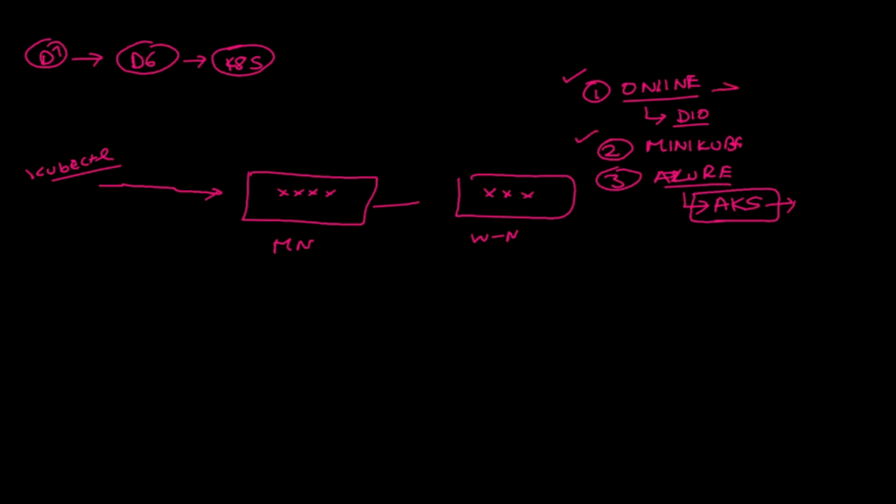So the first one which I'm going to show you is the online platform, using which you're good to run the initial days' configuration. Then the same with Minikube, which would be installed on our local machine. And finally, our AKS, which is a platform as a service provided by Azure.